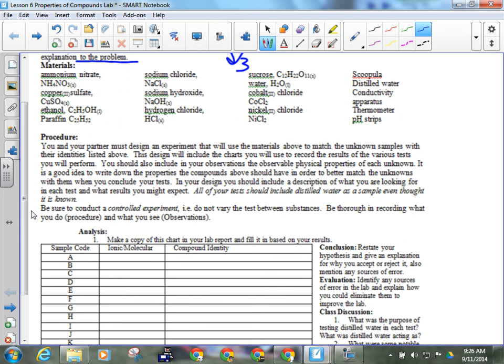It says down in here, make sure to conduct a controlled experiment. That is, do not vary the test between substances. Make sure you perform all the tests in the same way, because that's going to be important. And be thorough in recording what you do and what you see. And again, in the procedure, make sure you tell them, here's what you should watch for, here's what you should record, so that they know what kind of things to write down.